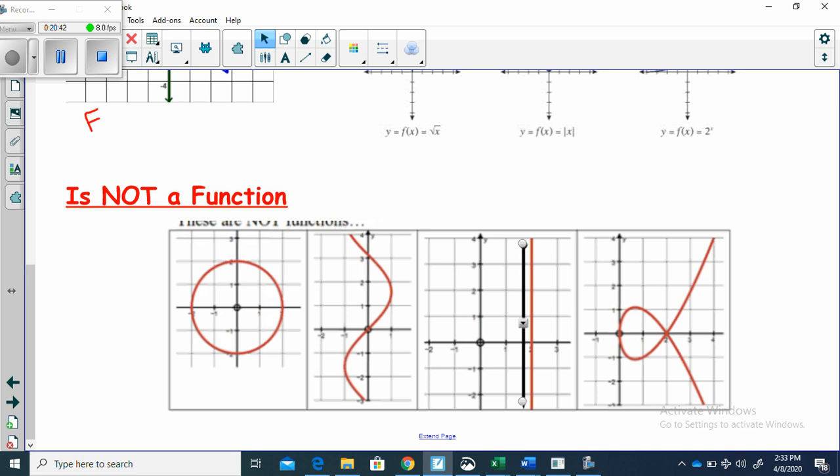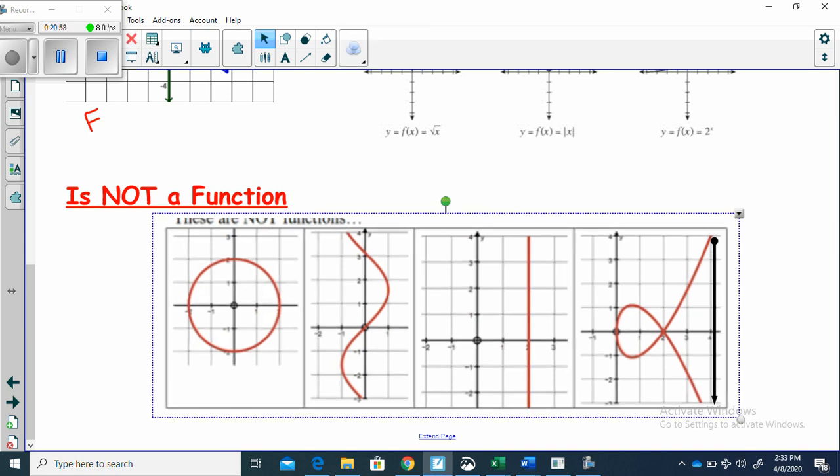Here, it's intersecting at all points, definitely not a function. And here we're intersecting at 2 points all the way across. So this is not a function. All the ones at the bottom are not functions. The ones at the top are functions.